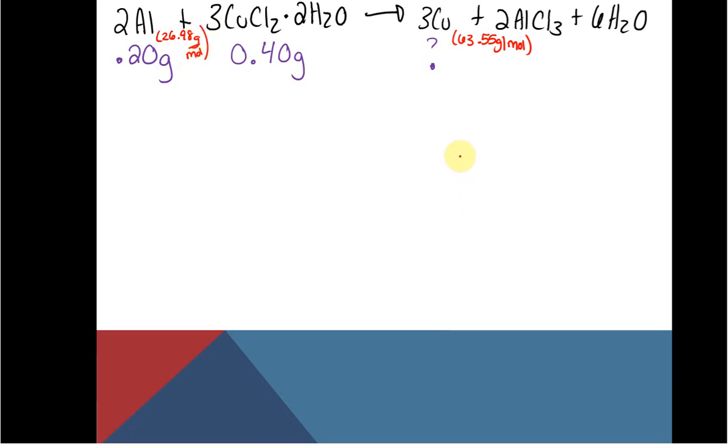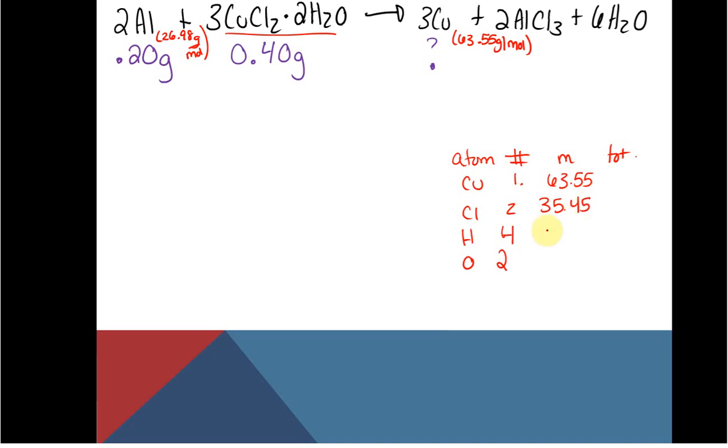Now, for the copper 2 chloride dihydrate, atom, number, mass, and total. In this compound, we have copper, chlorine, hydrogen, and oxygen. You have to include those waters as part of the molar mass, because what this really means is the waters are surrounding that salt, and you can't separate them at this point. So we're going to have one copper, two chlorines, 2 times 2 is 4 hydrogens, and 2 oxygens. Molar mass of this is 63.55. Molar mass of this guy is 35.45. This is 1.01, and this is 16.00.